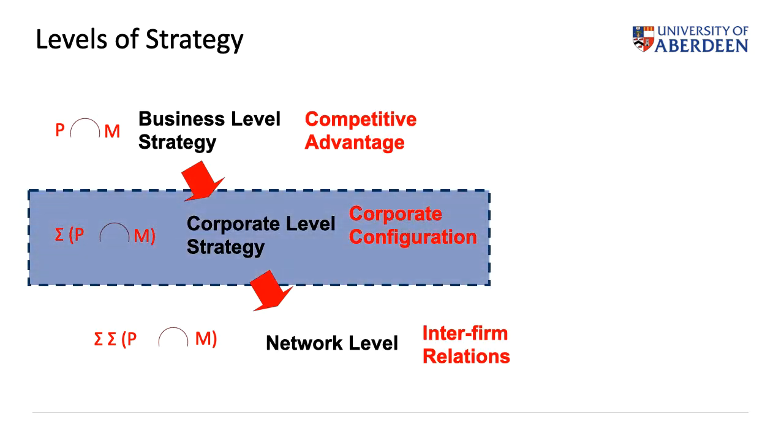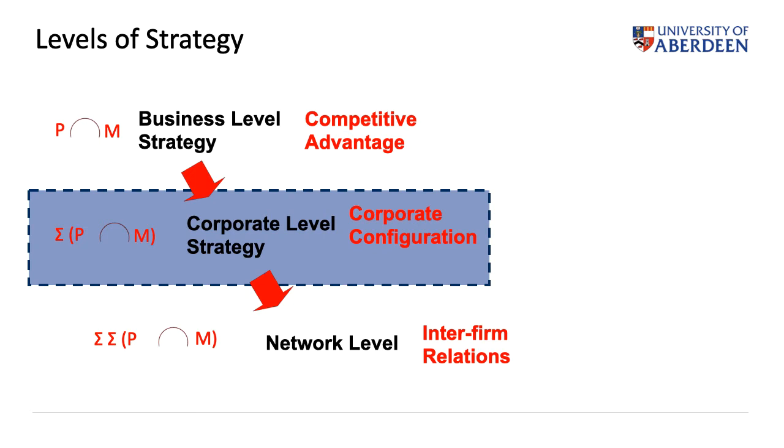At the first level, we have the business level strategy, which is one product and one market. Then we have the corporate level strategy, which is several products and several markets all together under the umbrella of a corporation. And then we have the network level strategy, which is the interaction between different corporations. Today, we're going to speak about corporate strategy.